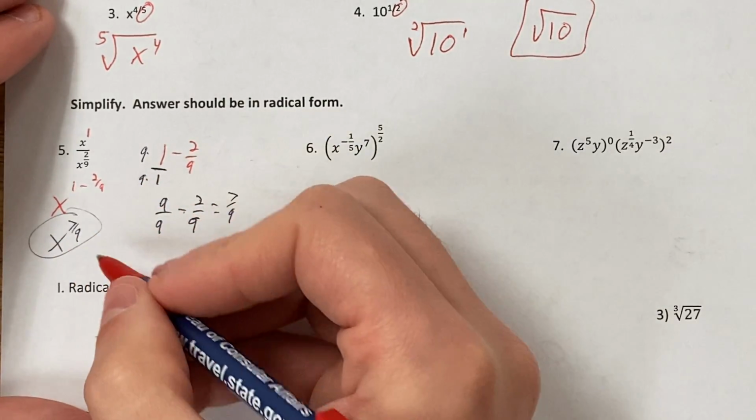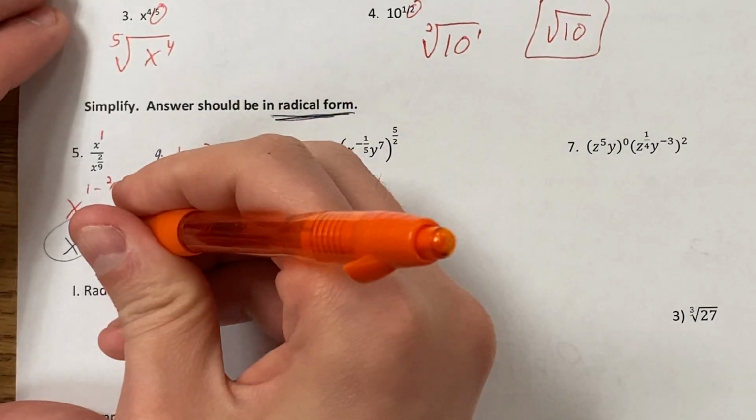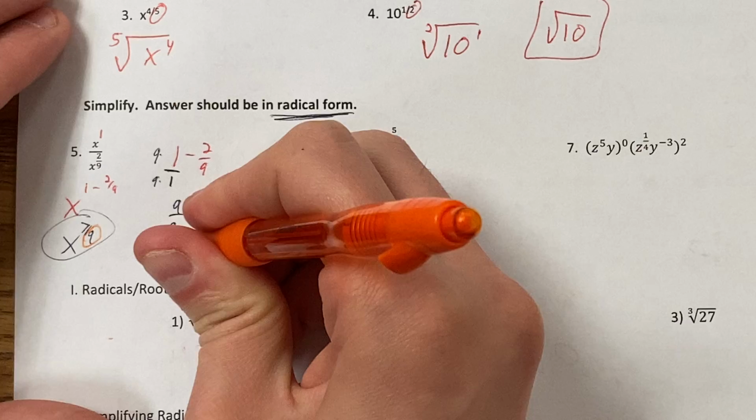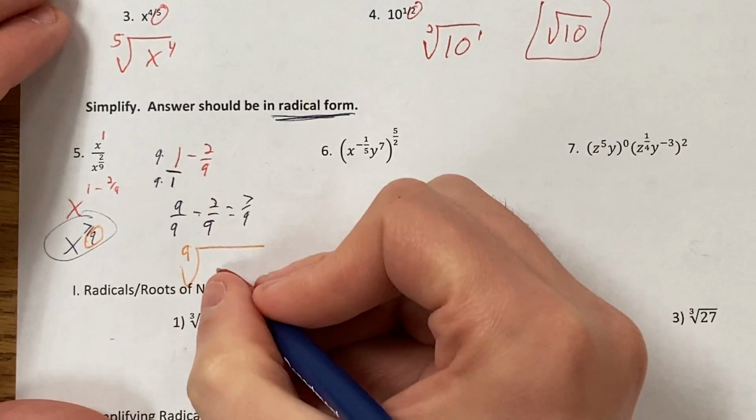That is it with rational exponents. If it says to put it in radical, then because the 9 is on the bottom, it is going to be a 9th root. And then you got this x to the 7.